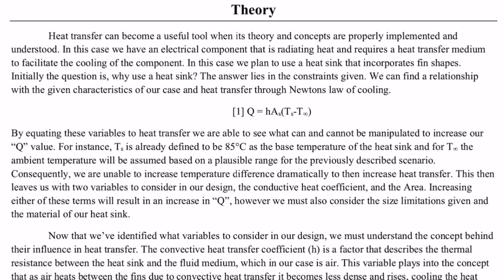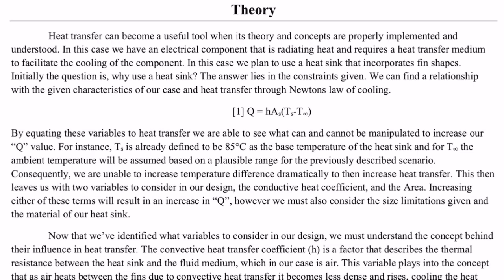So we found this most evidently in Newton's law of cooling, which equates heat transfer to variables H, A, and delta T. So first thing to note, delta T isn't something we can manipulate, as it is described by the base temperature of our heatsink, which is already given and not something we can change, and the ambient temperature, which is something that we don't want to have heat transfer depend on. So the 2 variables that we will be manipulating is H and A.